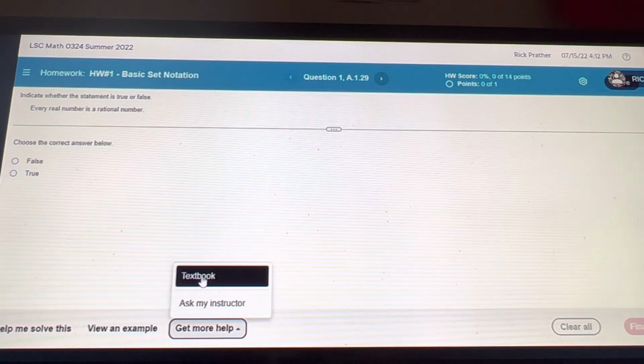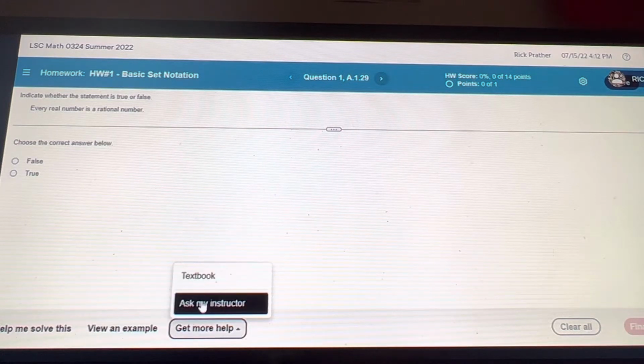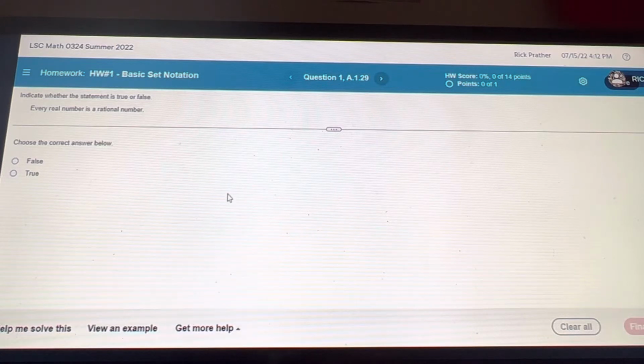Textbook will take you to the electronic textbook. Ask my instructor will send me an email with a link to the problem you're working on, so I can see where you may be stuck at that point and then reply back and give you some help.